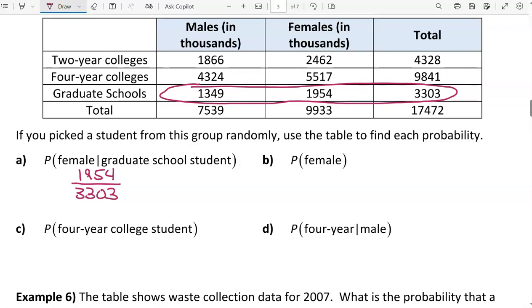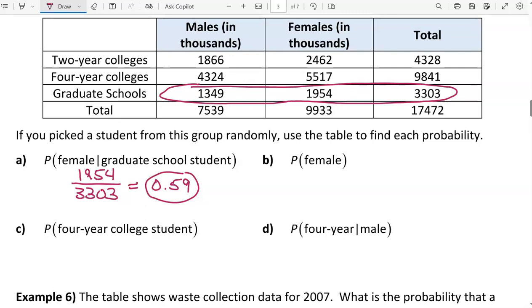And now we can get a decimal approximation for that. So 1954 divided by 3,303, and Control Enter if you want to change that to a decimal. We are going to give our answers as decimals here, and we'll round to the nearest hundredth, which is equivalent to rounding to the nearest percent, so about 59%.